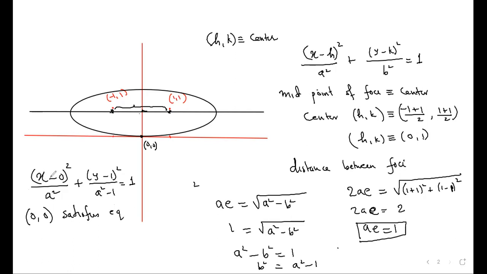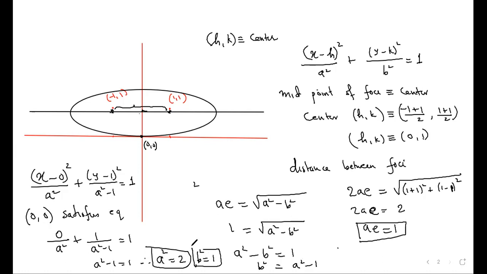So x became 0, so 0 upon a². y became 1, so 1 upon a² - 1. So this became gone. So take the reciprocal. a² - 1 is 1. Therefore, a² is 2. And substituting here, b² is 1.